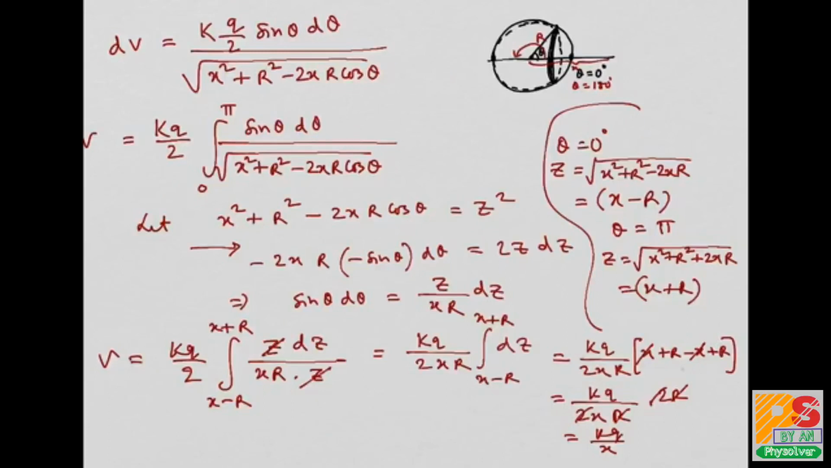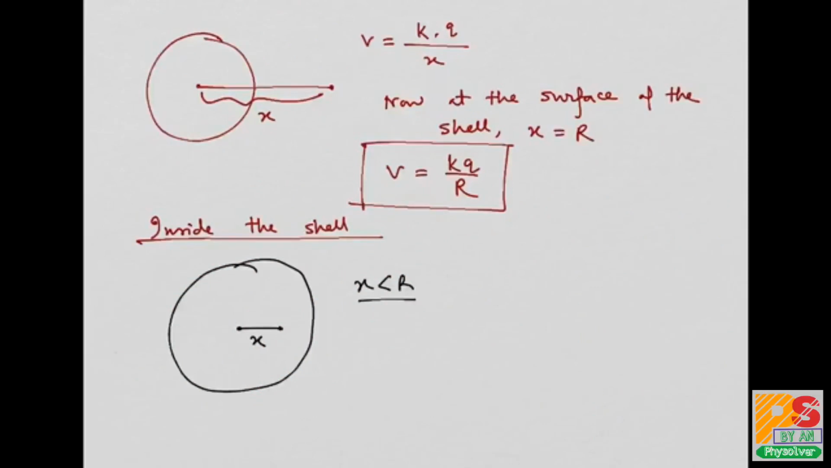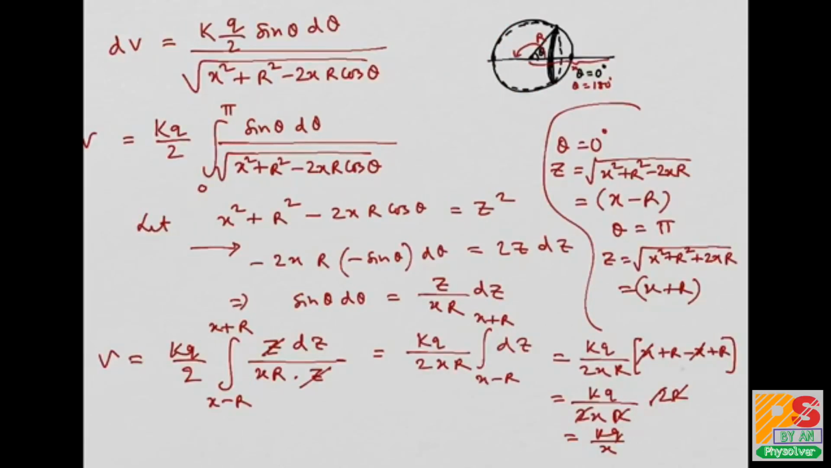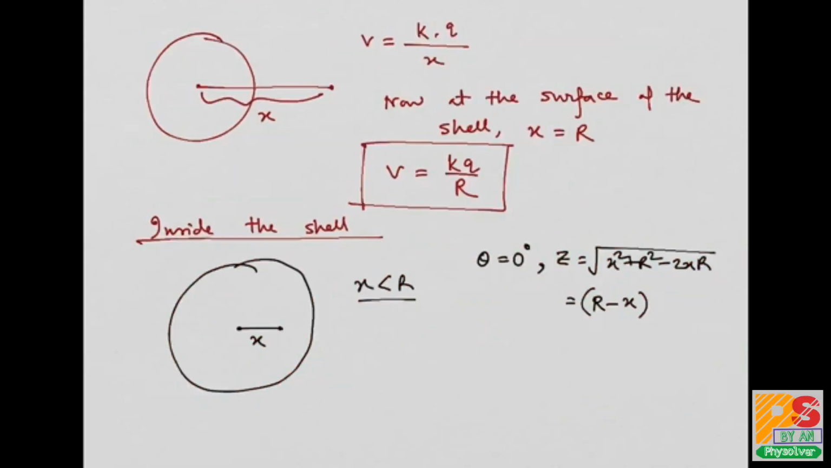Now here, for the lower limit, when theta equals 0 degree, the value of z is root over of x square plus r square minus 2xr. Here x is less than r, so this thing will be r minus x. And you can see in the last case, the lower limit for z is x minus r. Here the lower limit for z is r minus x, but the upper limit will be the same, r plus x.